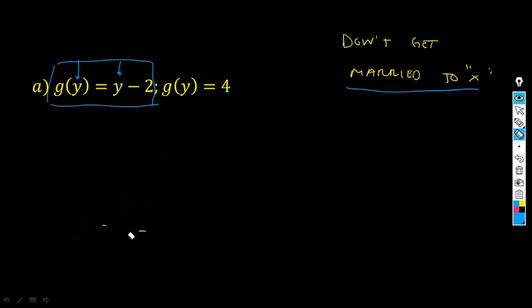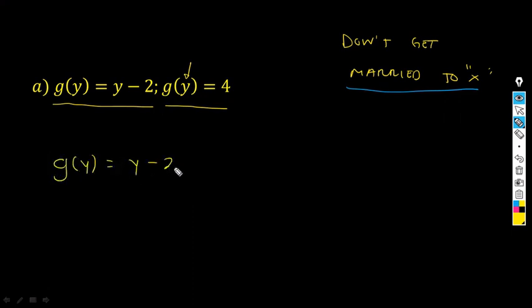Okay, so let's solve this problem. So we know that g of y equals y minus 2. And I also know that g of y equals 4. So I need to find this input y such that when I evaluate the function in such input, it gives me as output the number 4. So let's do it.